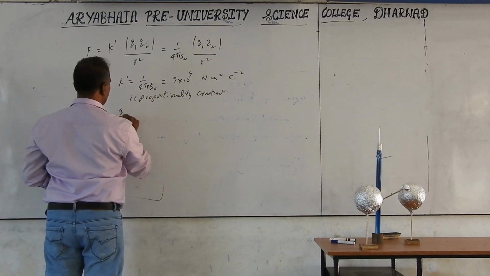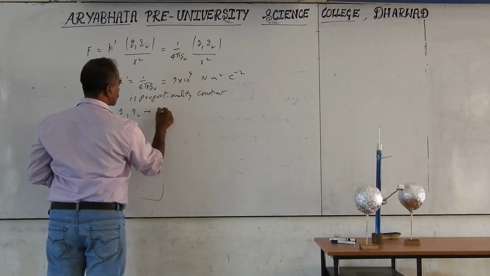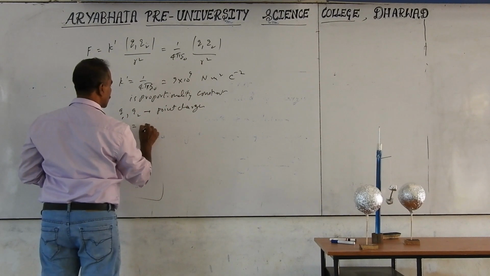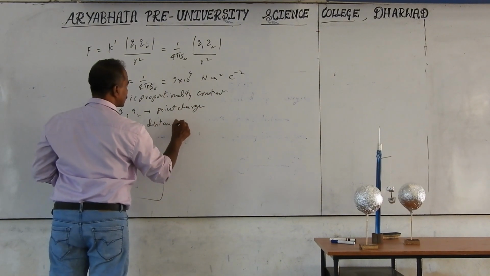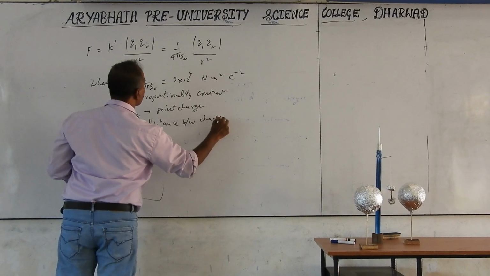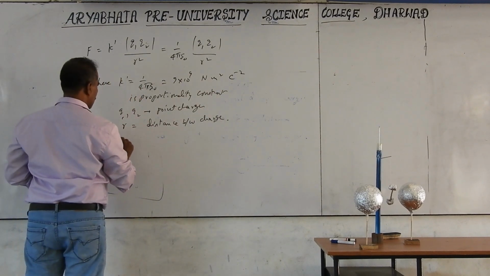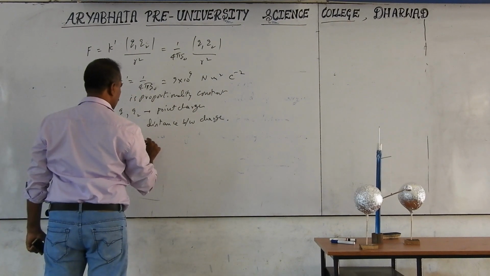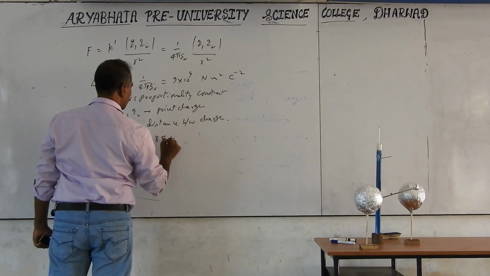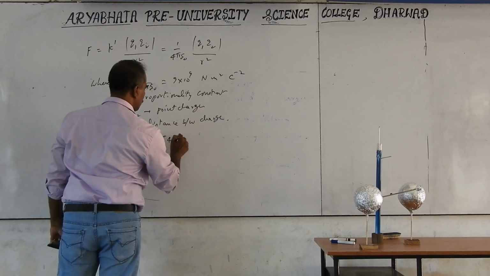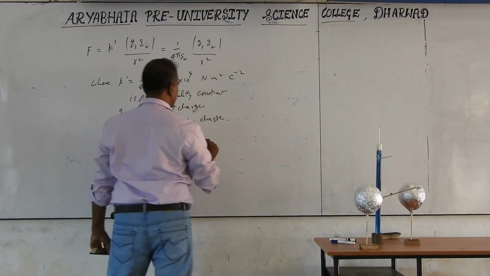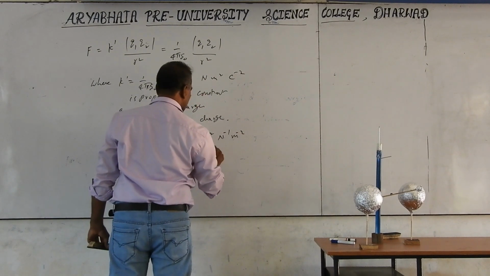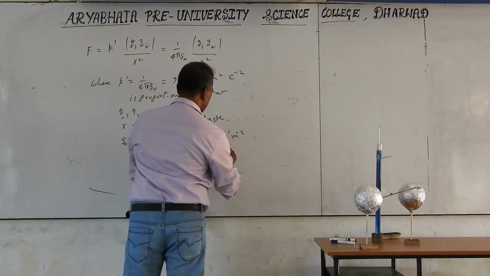Q1, Q2 are point charges. R is the distance between the charges. And epsilon naught is a constant, with value 8.854 into 10 to the power of minus 12 Coulomb square per Newton per meter square, or the other unit is farad per meter.